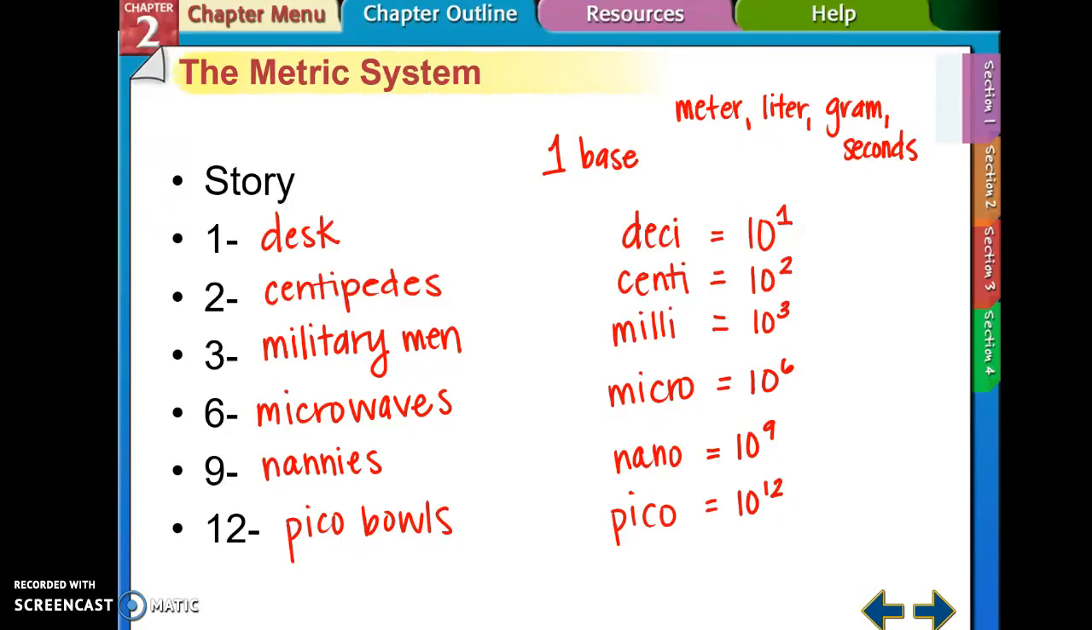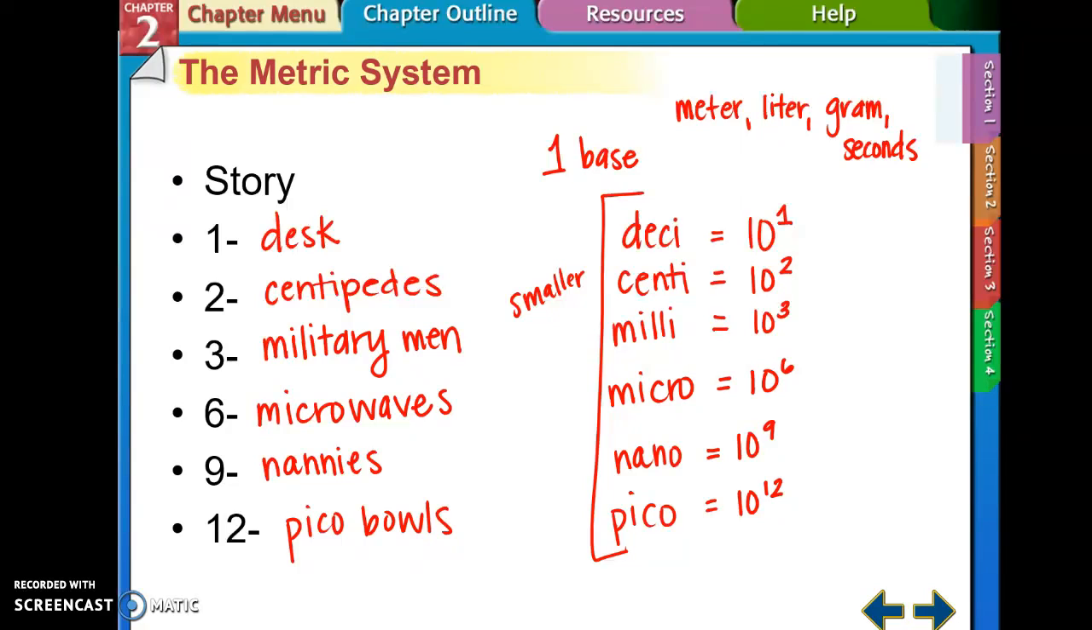So those are the prefixes when these are all smaller than the base unit. And you will need to know these. These will be required for you to memorize. We're going to use them a lot.